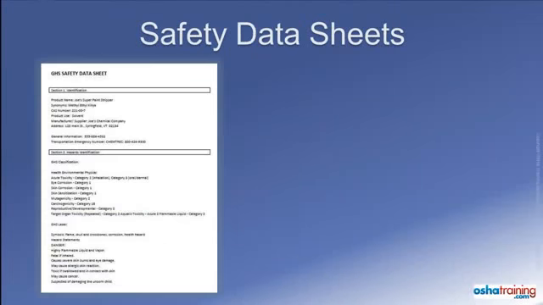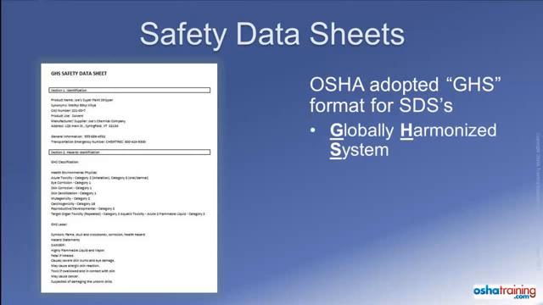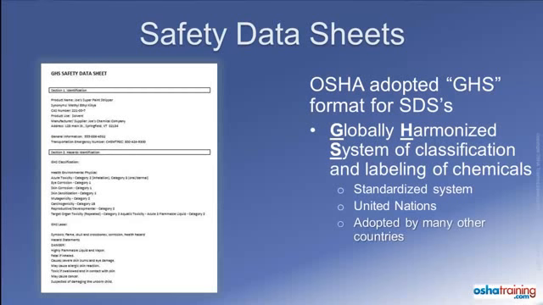As part of the revision to their HAZCOM standard, OSHA adopted the GHS formatting requirements for safety data sheets. GHS stands for the Globally Harmonized System of Classification and Labeling of Chemicals. The GHS is a standardized system, meaning there will be consistency in the information appearing in safety data sheets. This system was developed by the United Nations, which means that, once fully adopted and implemented, safety data sheets for products from around the world will be prepared in a standardized format, which is important in our global economy.